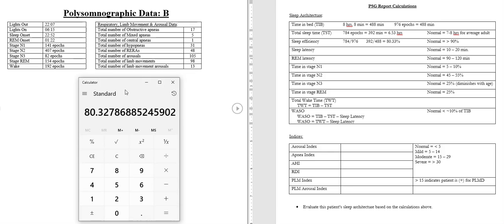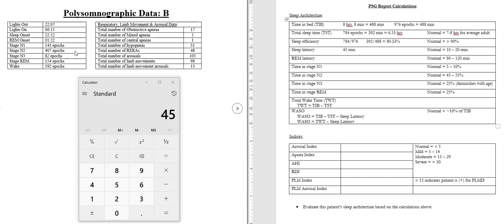So sleep latency is how long it took the patient to fall asleep, the first epoch of sleep from lights out. So lights out was at 22:07. Sleep onset occurred at 22:52. So you just have to find out the difference between these two numbers because it's within the same hour. I can just minus the minutes from each other. So 52 minus 7. So sleep latency was 45 minutes.